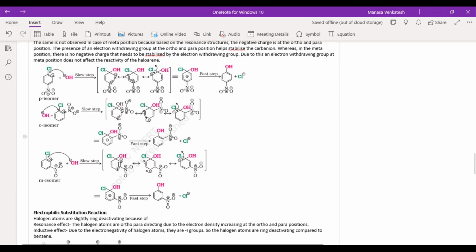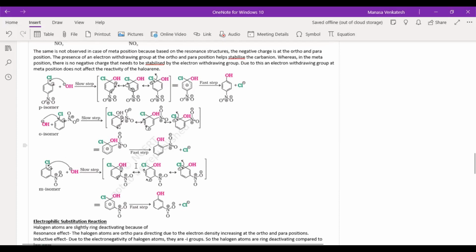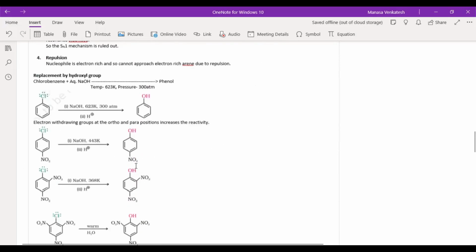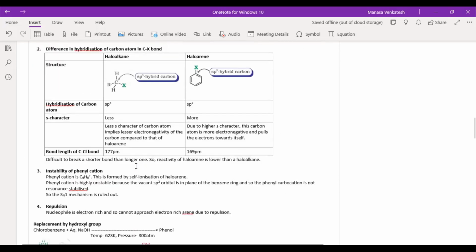In this case, you have a meta isomer which is being considered. Because here it's ortho and para, you have negative charge at those 2 positions, and so it's helping out. But in case of meta, if you notice, you don't have a negative charge at this carbon atom. So it does not really help for the NO2 to pull electrons, because that does not have a lot of effect. So because of that, we only consider the ortho and the para isomers. So with that, we're done with the nucleophilic substitution reaction.